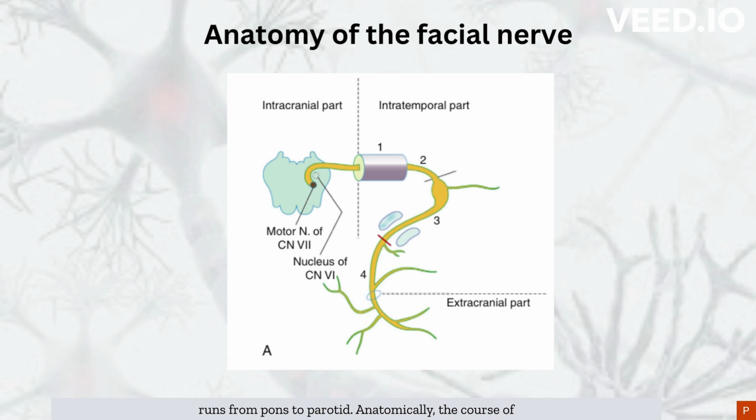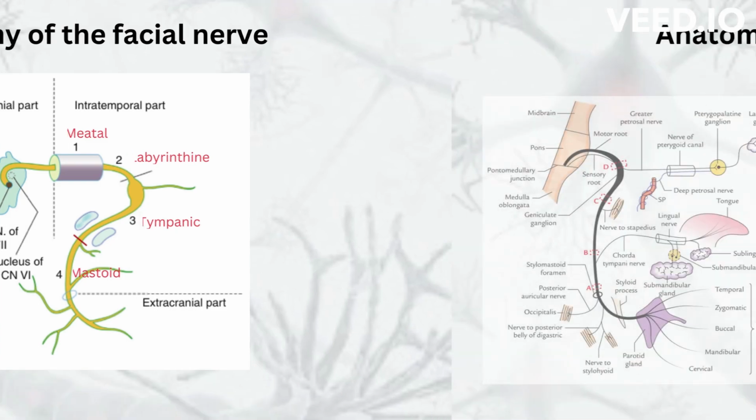Anatomically, the course of facial nerve can be divided into three parts, which are intracranial, intratemporal, and extracranial course. Intracranial course runs from pons to internal acoustic meatus, while intratemporal course runs from internal acoustic meatus to stylomastoid foramen. And finally, the extracranial course exits from the cranium to the termination of its peripheral branches.